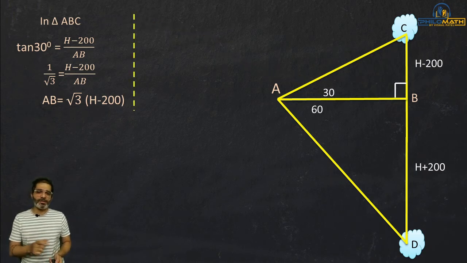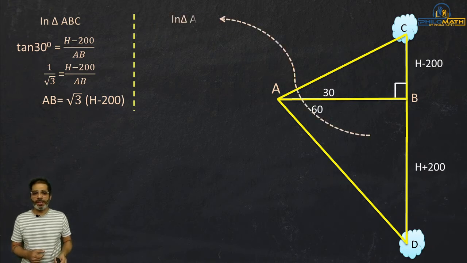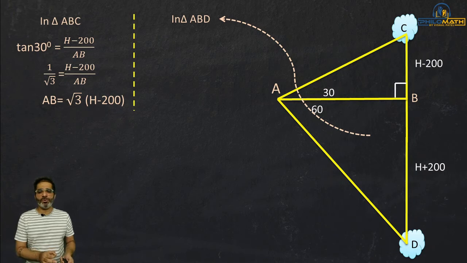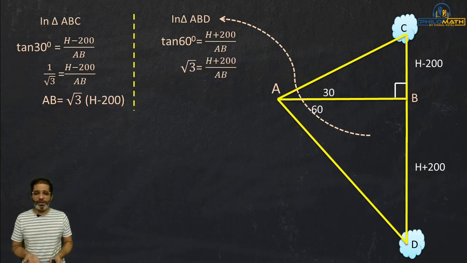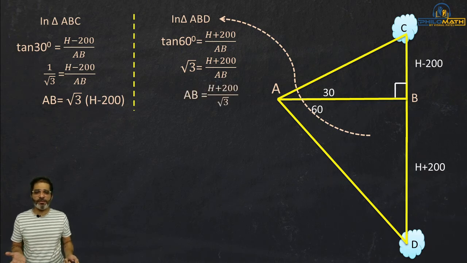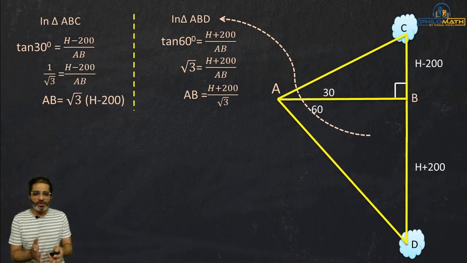Now let us take the other right angle triangle, triangle ABD. Again I'm going to use tan, but here the angle is 60 degrees. So tan 60 is opposite, that is H plus 200, upon base, that is AB. We know the value of tan 60 is root 3. So root 3 equals H plus 200 upon AB. After cross multiplying, I get the value of AB as H plus 200 upon root 3.